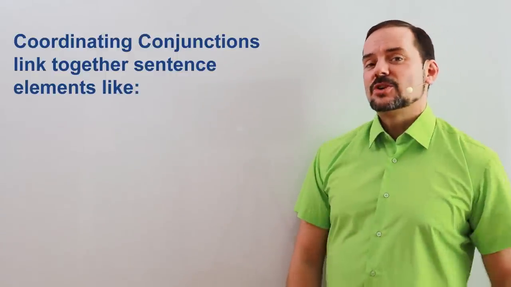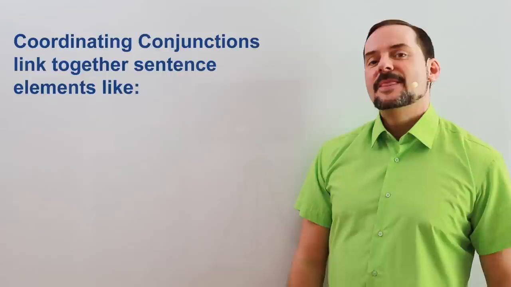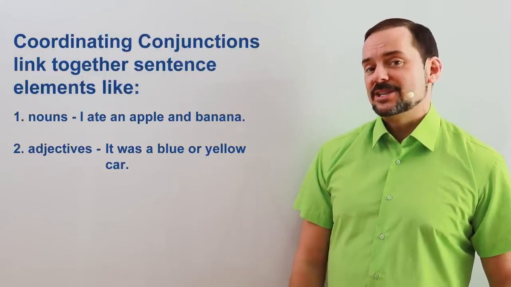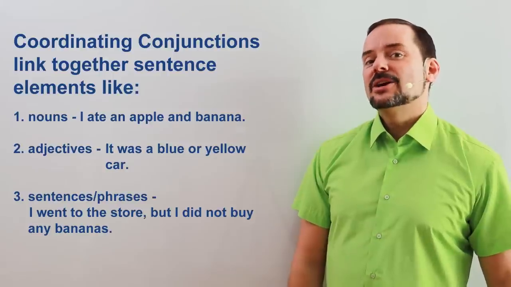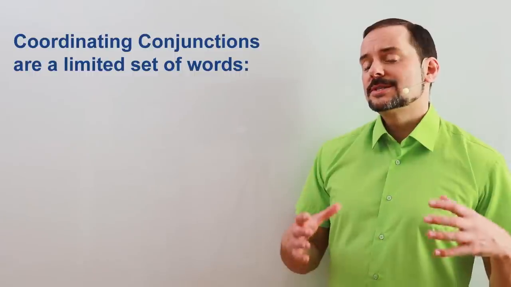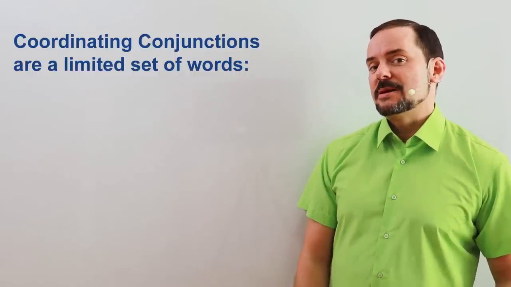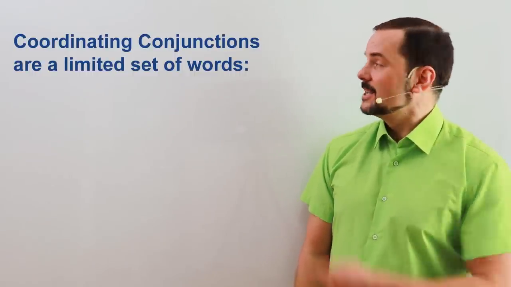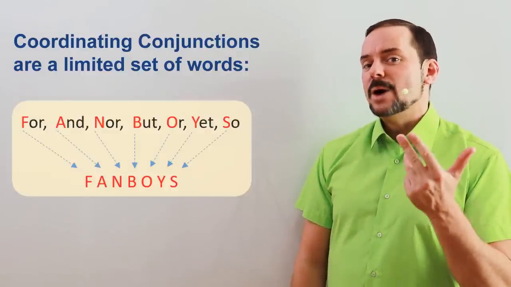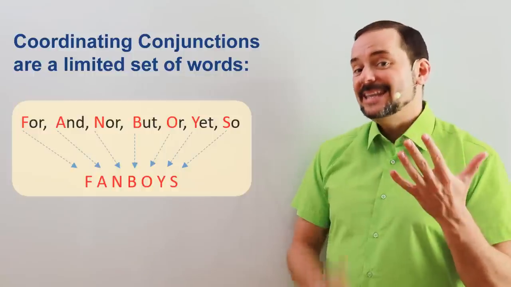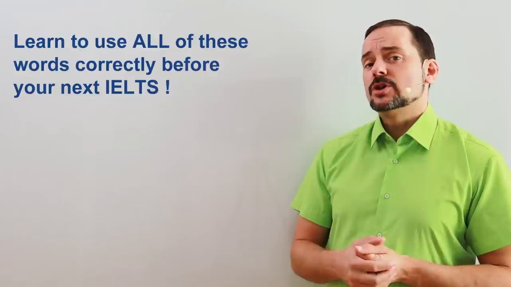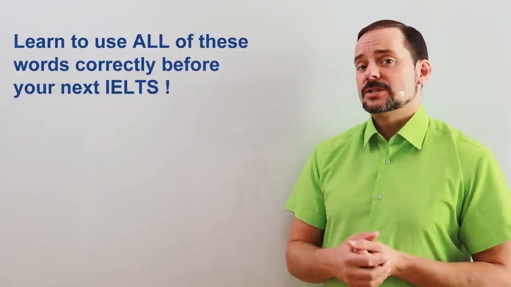Coordinating conjunctions are a closed set of words that help to join sentence elements like nouns or adjectives, as well as entire sentences and phrases. This is a closed set of words that you can remember from the mnemonic device FANBOYS: for, and, nor, but, or, yet, and so. Now, of course, each of these words is used in different situations.